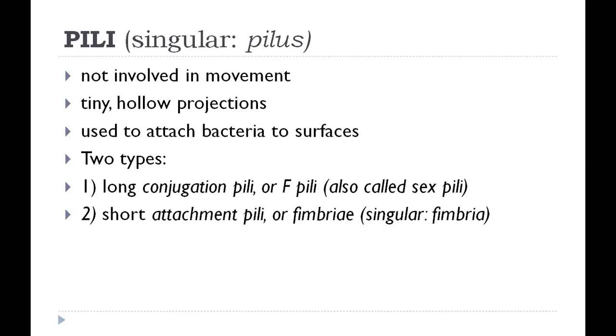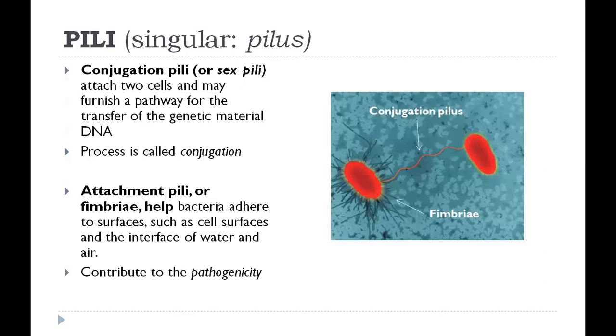There are two types of pili. The first one is conjugation pili, also known as F pili or sex pili, and the other one is attachment pili. The other name for attachment pili is fimbriae. Conjugation pili are lengthier, more in length as compared to attachment pili.